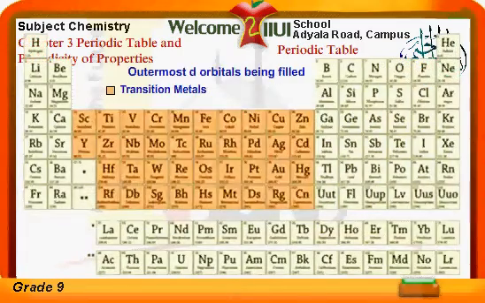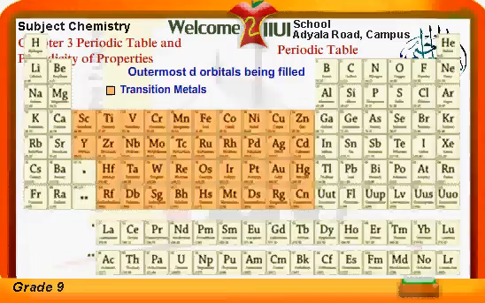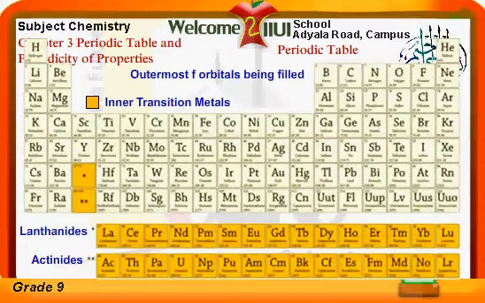Students, in the middle there is a block of 10 columns, the transition metals. In these elements, the outermost d orbitals are being filled. The eye takes you to the bottom of the periodic table where there are 2 rows of 14 columns. These are inner transition metals, also known as lanthanides and actinides. These elements have the outermost f orbitals being filled.